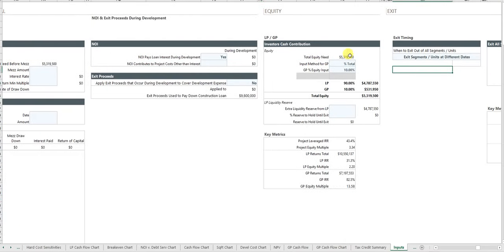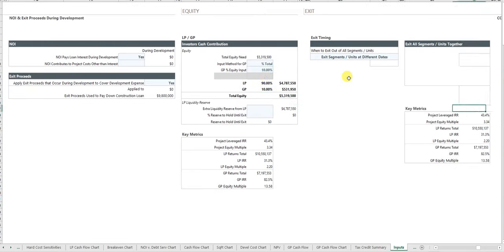You can tell the model, okay, if you happen to start leasing up during development, can NOI contribute towards paying the loan interest, and can it contribute towards paying the development costs? Same thing on exit proceeds if you happen to exit some of the segments while you're still developing others. The LPGP agreement, here you can indicate what portion of the total equity need the GP puts in. You can also raise additional equity from the LP for a reserve.